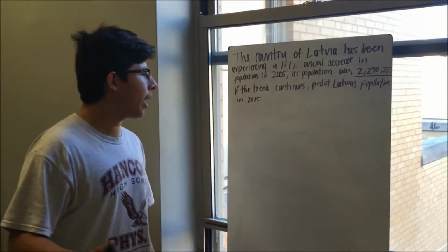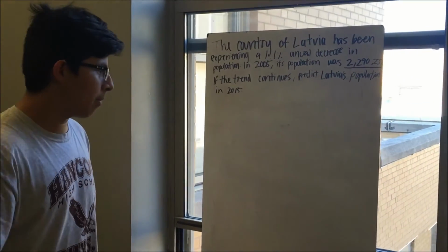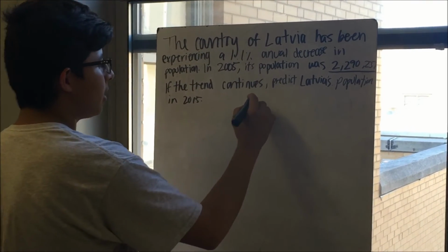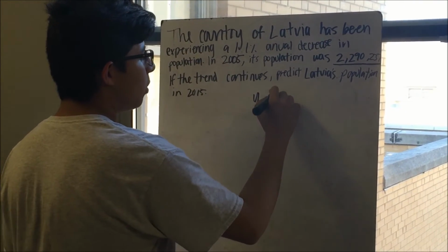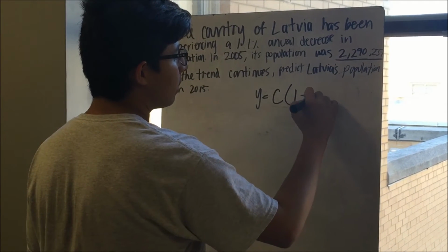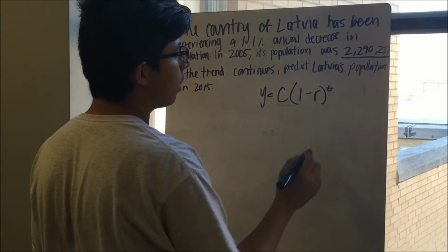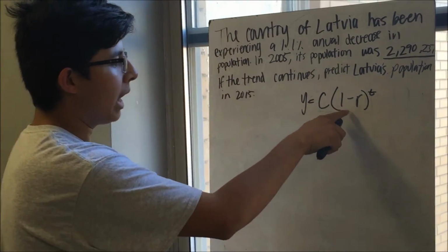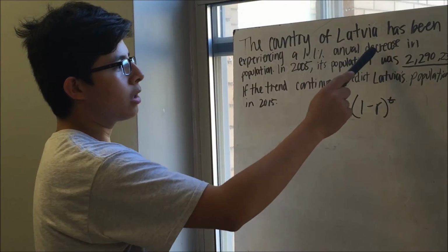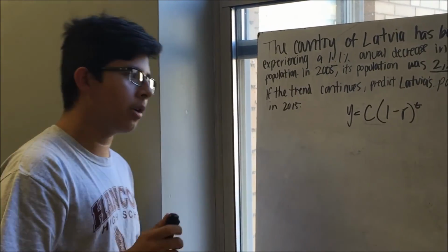Alright guys, I'm back, and I'm back better than ever. Alright, so here, the equation we're going to use now is Y equals C times (1 minus R) to the T. The reason why we're using minus is because it's going to be decreasing instead of increasing.